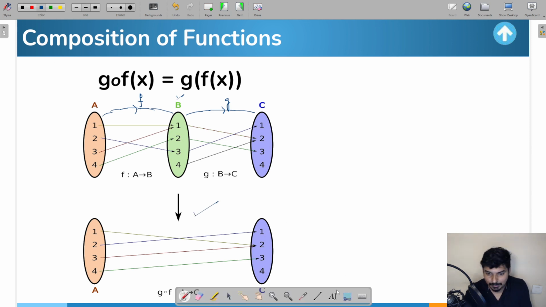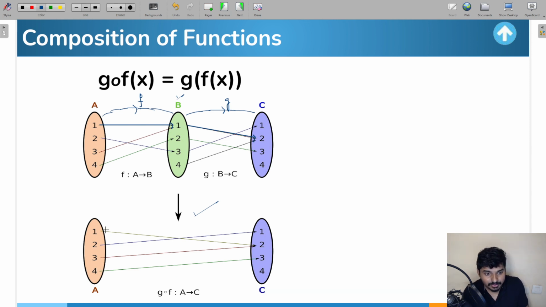So basically, हमने यहाँ पे क्या किया? One is getting related to one, and again one is getting related to two. So in case of the function f, one is getting related to one. In case of the function g, one is getting related to two. In case of g circle f, one will get related to 2 directly. The same thing you can understand for the other elements also.